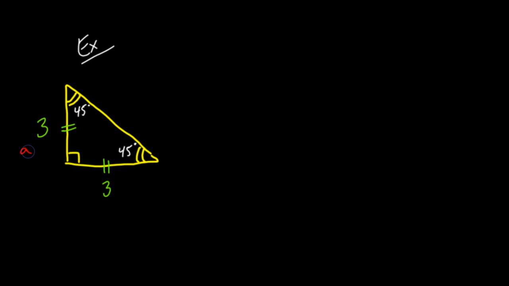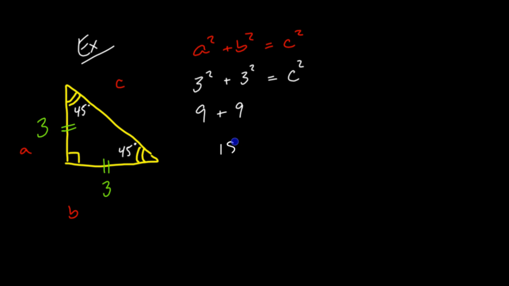We can find the hypotenuse using a squared, b squared, and c squared. We could use the Pythagorean theorem. And you guys could go through the work to show that a squared plus b squared equals c squared and start plugging in our numbers that we have. So really 3 squared plus 3 squared equals c squared. And the math on that would be 9 and 9, which is really 18, equals c squared.